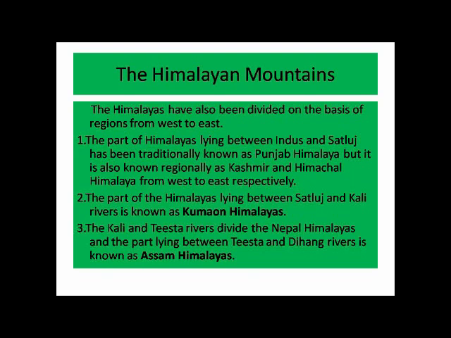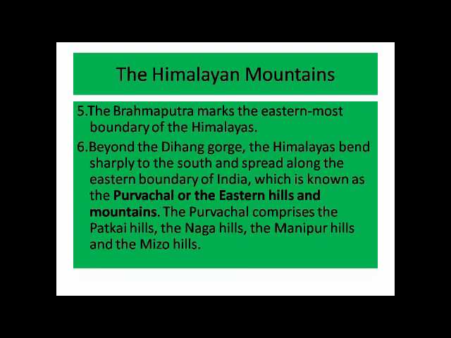The Kali and Teesta rivers divide the Nepal Himalayas, and the part lying between Teesta and Dihang River is known as Assam Himalayas. The Brahmaputra marks the easternmost boundary of Himalayas. Beyond the Dihang Gorge, the Himalayas bend sharply to the south and spread along the eastern boundary of India, which is known as the Purvanchal or the Eastern Hills and Mountains. The Purvanchal comprises the Patkai Hills, the Naga Hills, the Manipur Hills and the Mizo Hills.